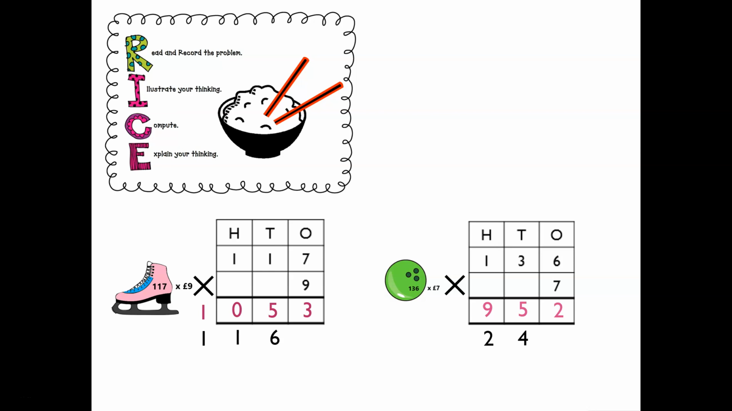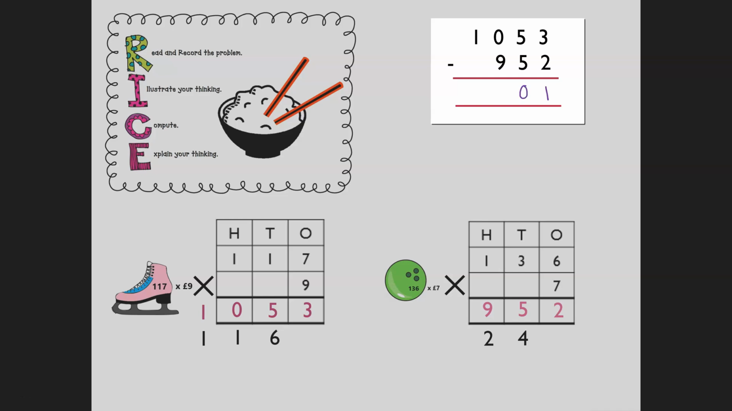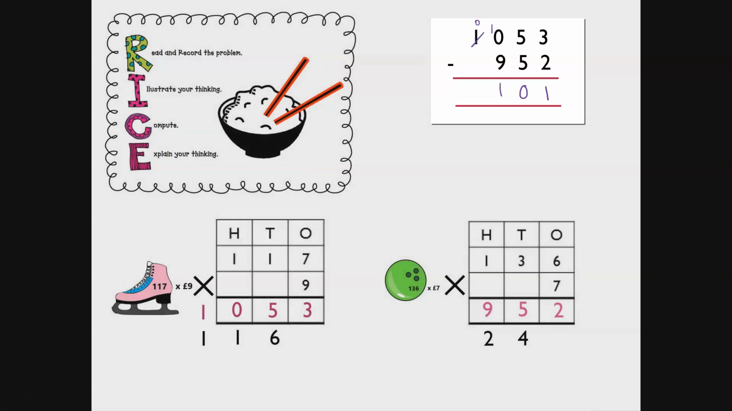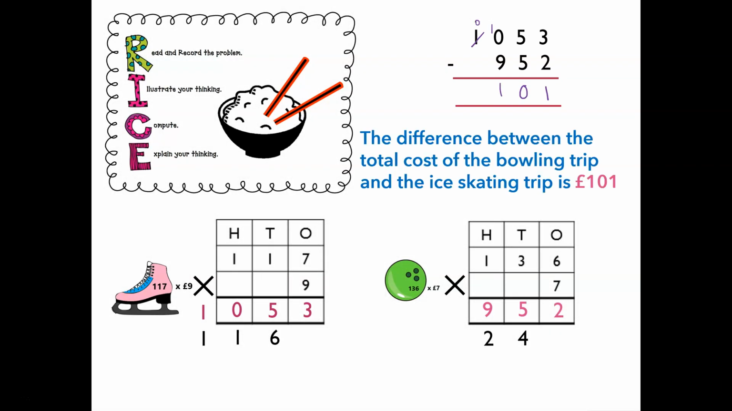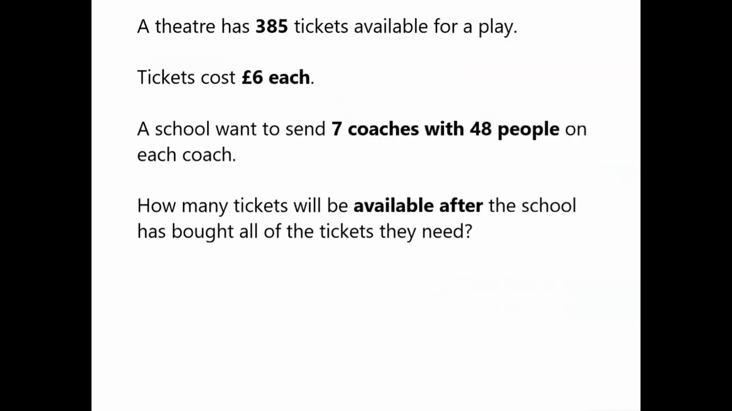Now we have the 2 totals. We were asked to find the difference in the total cost of the ice skating trip and the bowling trip. Difference, we know, means subtract. So we found out that the difference between the total cost of the bowling trip and the ice skating trip is £101. Here's another problem to work through, so let's read the problem.